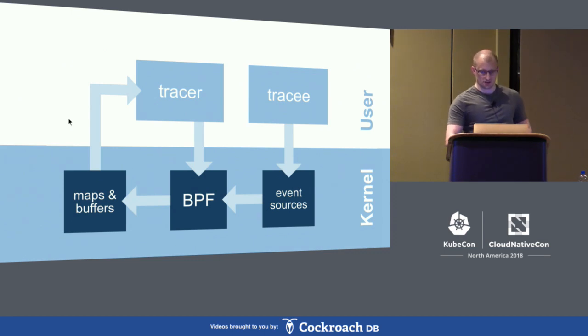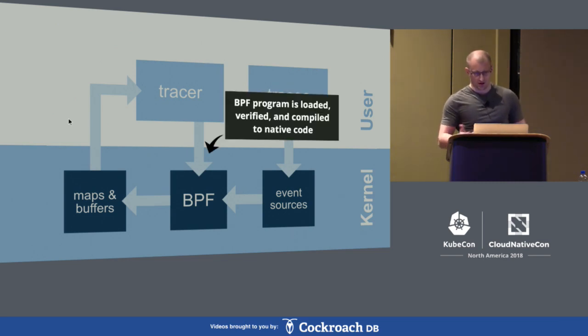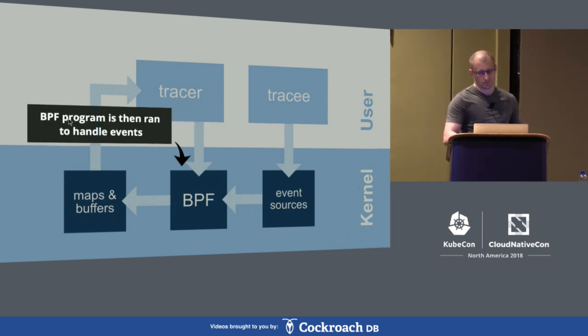So what happens in this situation? Well, the tracer is going to compile our BPF program for us. It's then going to hand that off to the kernel. The kernel is going to verify and compile it. The BPF program is then going to be attached to event sources. So the tracer will tell the kernel, hey, this program I just gave you, attach these event sources to it.